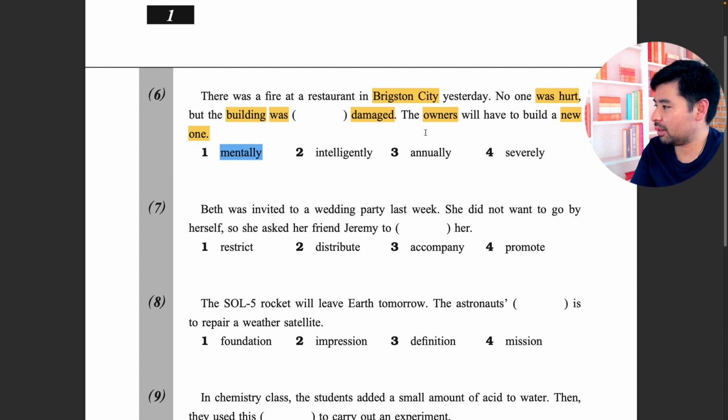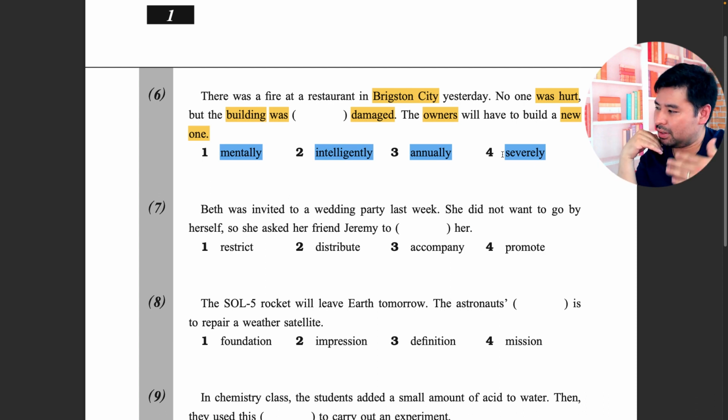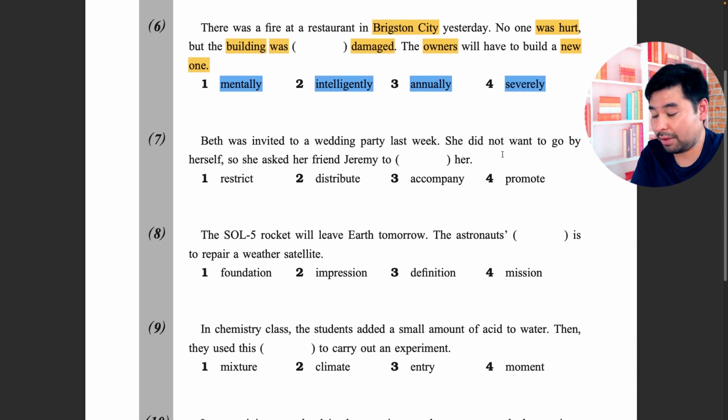So mentally damaged, intelligently damaged, annually damaged, or severely damaged. Mentally has to do with mental. Intelligent as well, if it's our brain. Annually is like every year. Severely is like very much, when something is really strong. What I said here is just to give you some hints. So think about that. Number 7, right?